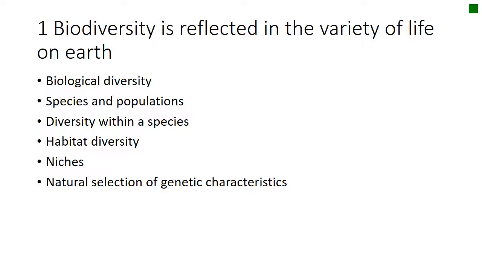So Earth and its environments are home to millions of species. Biological diversity refers to the variety of species and ecosystems on Earth. There are three main components to biological diversity that we talked about: ecosystem diversity, community diversity, and genetic diversity.